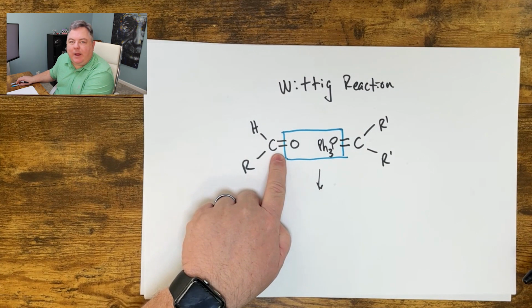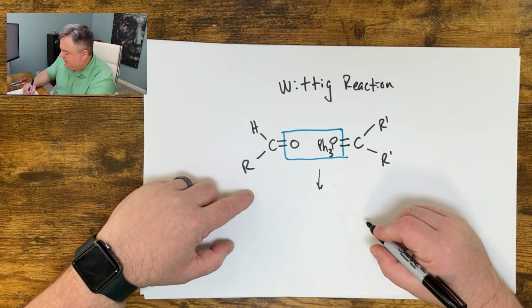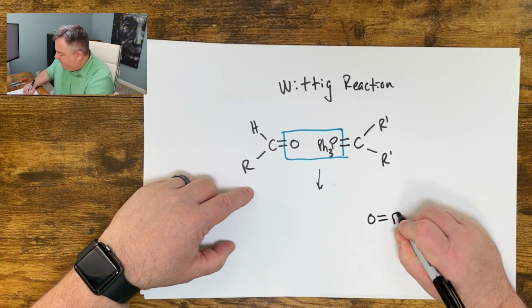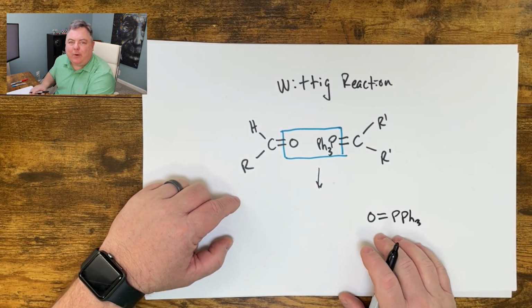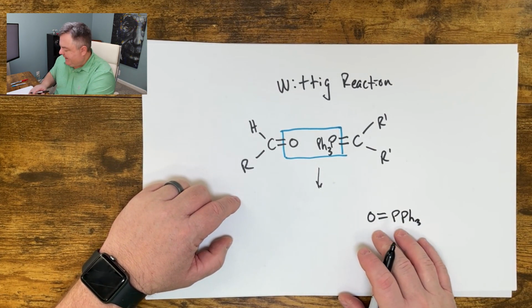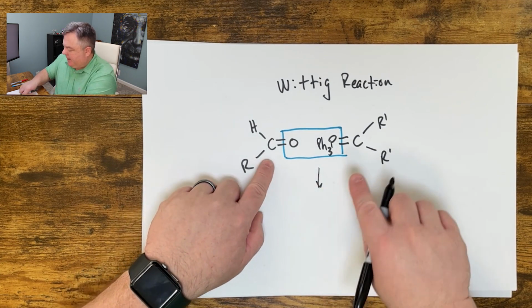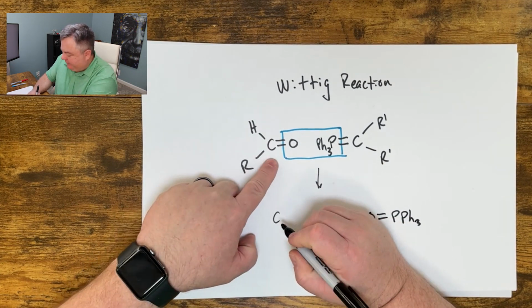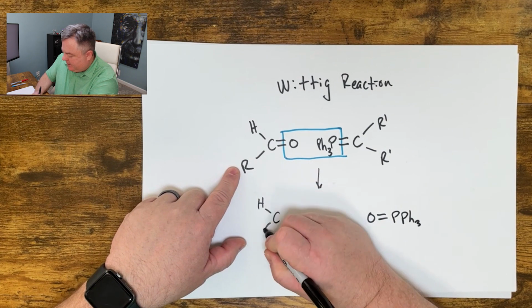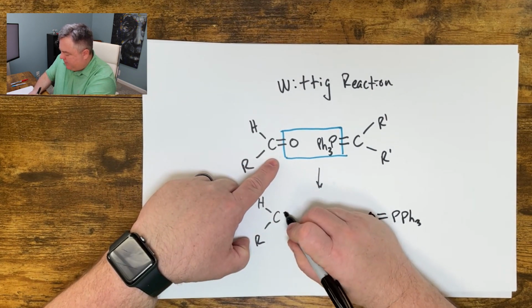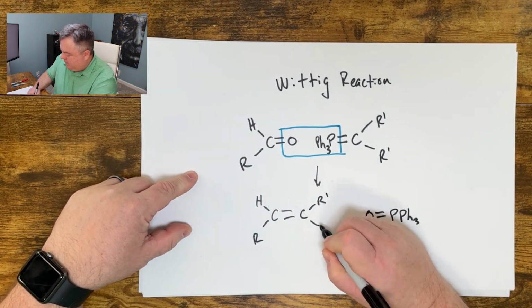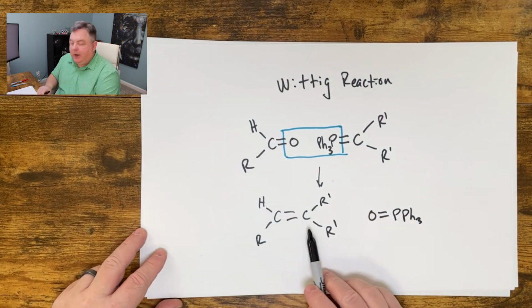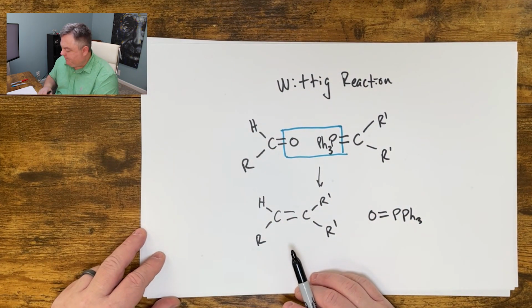Then in effect, I break these 2 bonds and I break these 2 bonds, and we make triphenylphosphine oxide, which is a white, powdery, very stable, sand-like compound. And what you make on the other side is this carbon with a hydrogen and an R group, double bonded to this carbon with its R prime groups on it. And you make a carbon-carbon double bond.